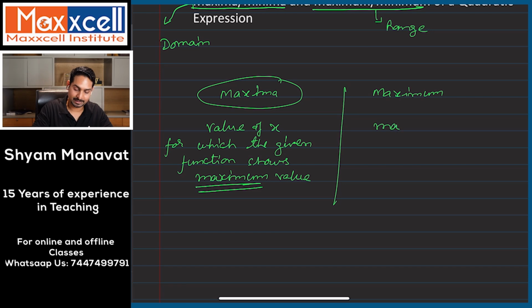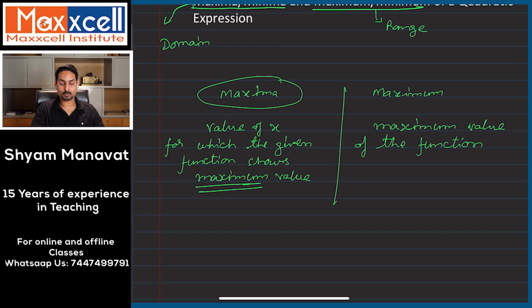This maximum is the maximum value of the function. Okay, so it is all dependent on the function. At what point is it going to show maximum value? People misunderstand maxima to be the maximum value of x. Not like that. It cannot be.